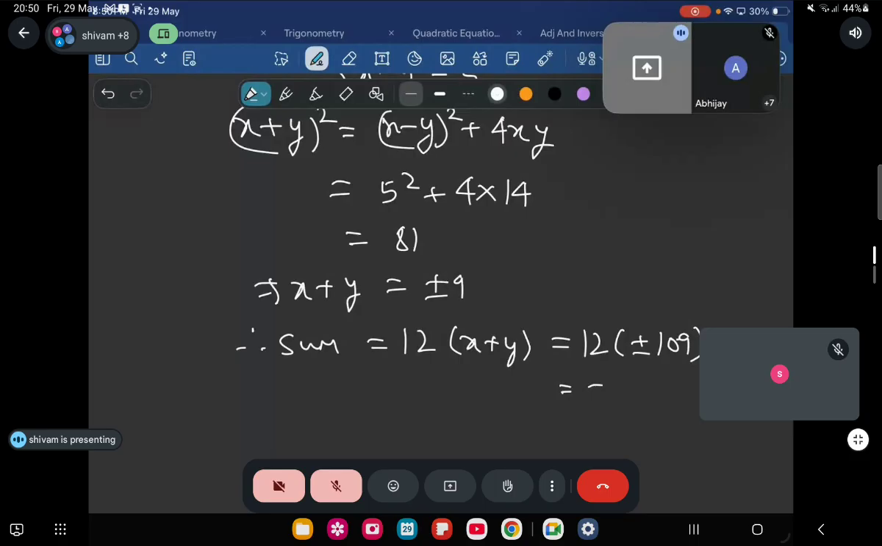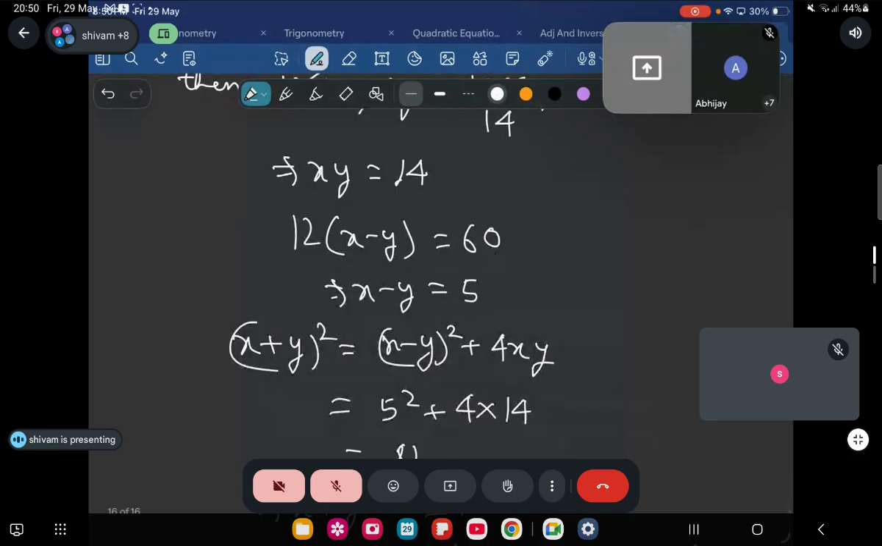Why did you multiply by 12, sir, here? Actually, I have taken the difference. The difference will be 12x minus 12y, so I took 12 common. Okay. Abhijoy, Ahir, Niranjan, anyone having any doubt? Raudip, Tushar? No, sir.